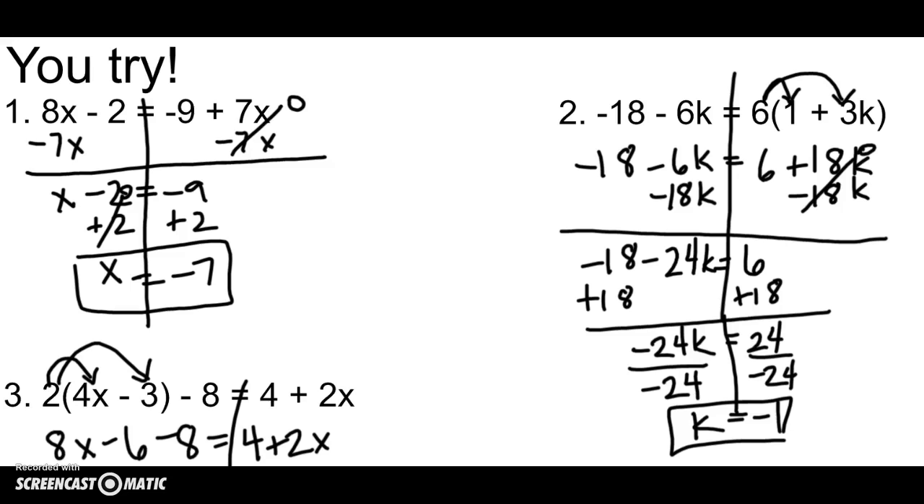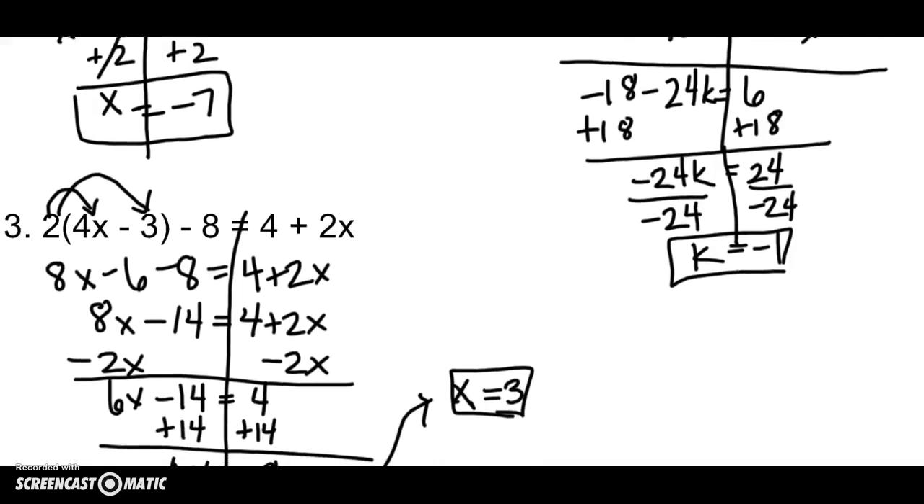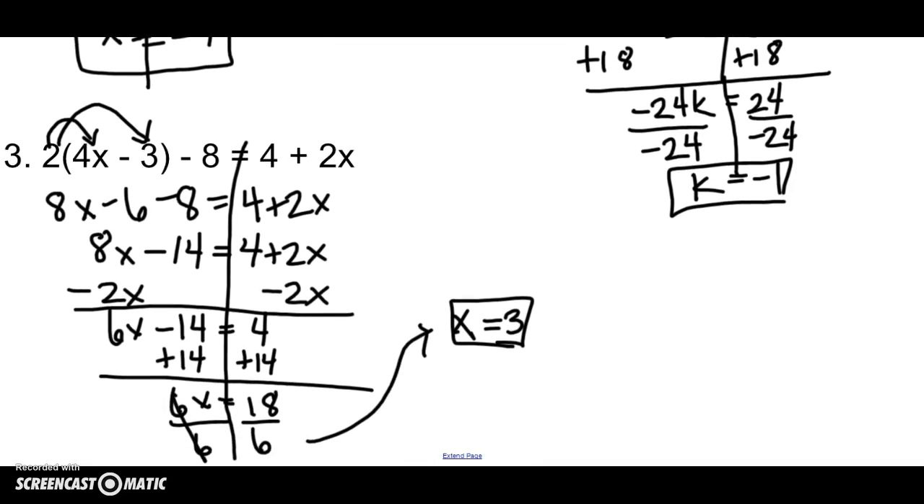All right, so for number 1, we should have gotten x equals -7. If you need to check your work, you can look at the work on the screen. Number 2, after following the steps, you should have had k equals -1. And finally, for number 3, we should have had x equals +3.